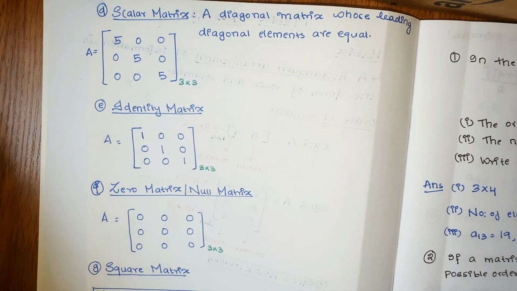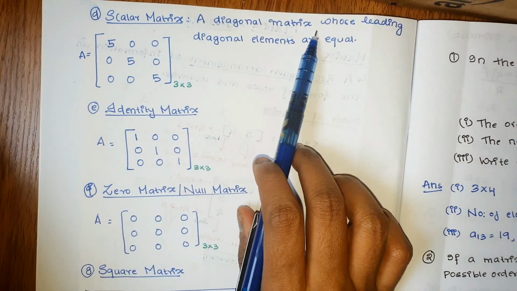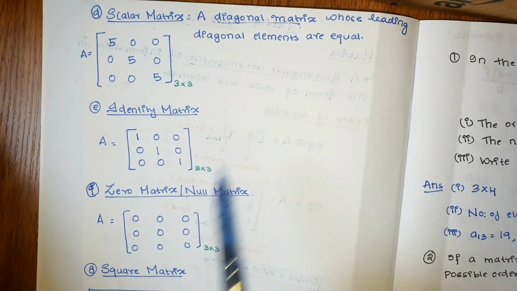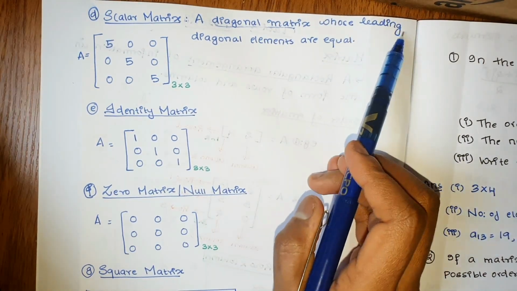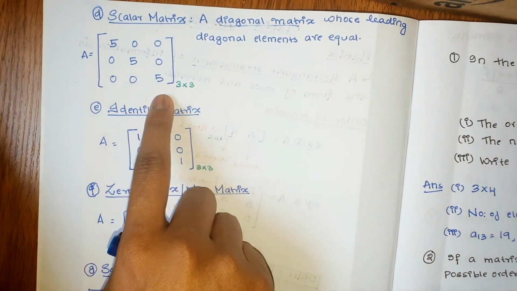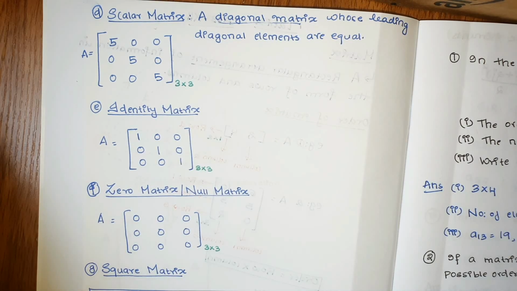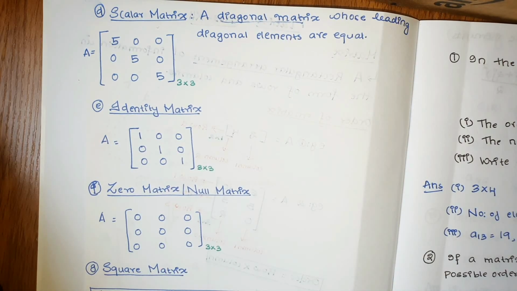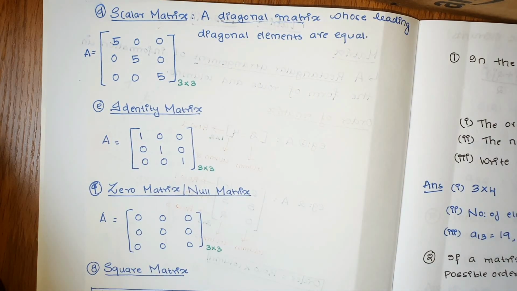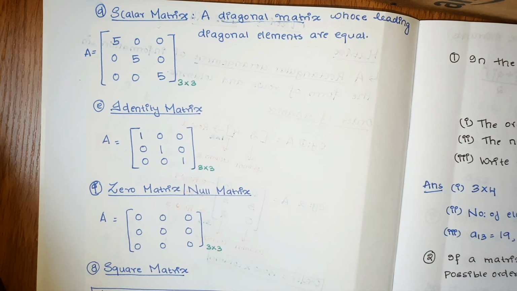Okay. So students, next is scalar matrix. Scalar matrix is a diagonal matrix, which means it has diagonal elements. A diagonal matrix whose leading diagonal elements are equal. It has diagonal elements and all the diagonal elements are equal. That matrix is known as a scalar matrix. Okay. Next is identity matrix. Identity matrix means it is also a diagonal matrix and all diagonal elements should be 1.